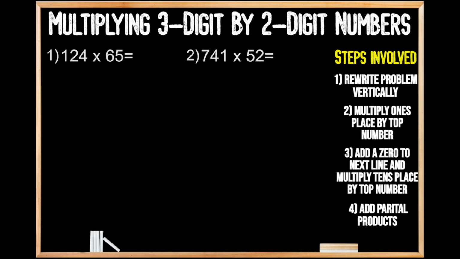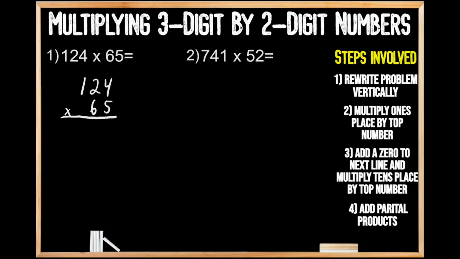Looking over to the right-hand side under our steps involved, we can see that our first step is to rewrite the problem vertically. So we're going to rewrite this multiplication problem vertically, making sure that our numbers are aligning within their proper place value. For step number 2, we're actually going to start to multiply here.